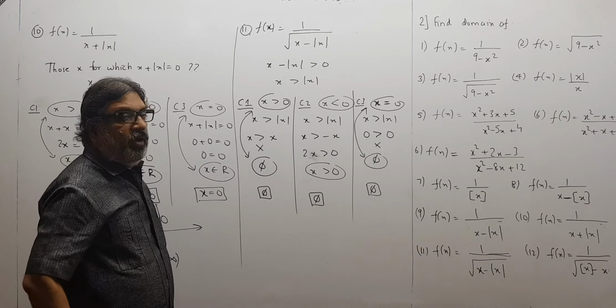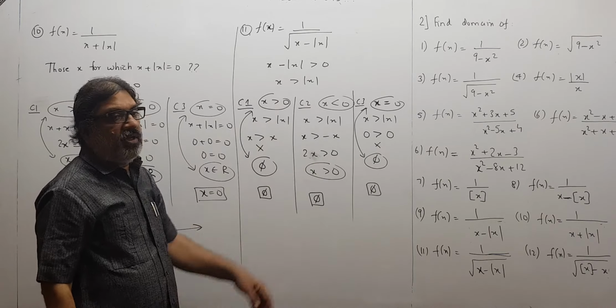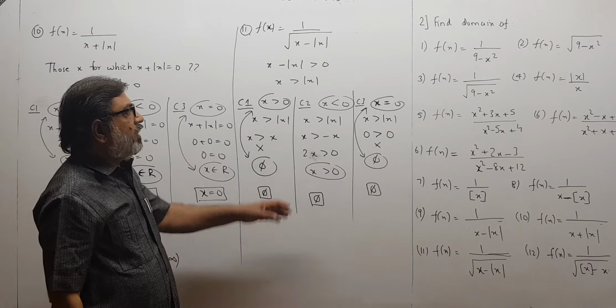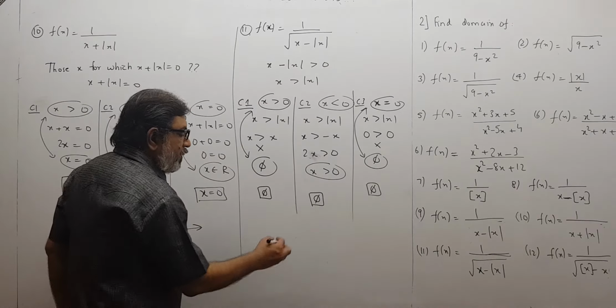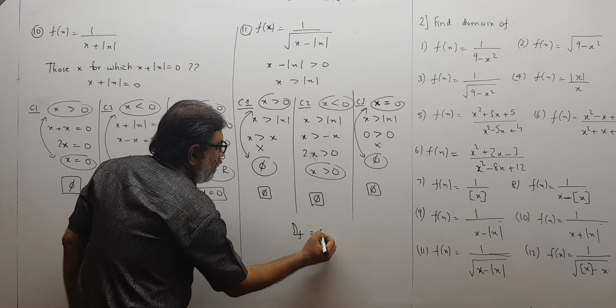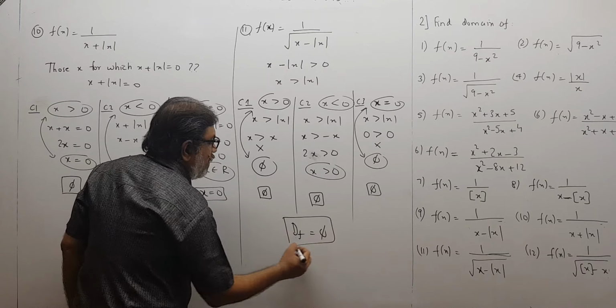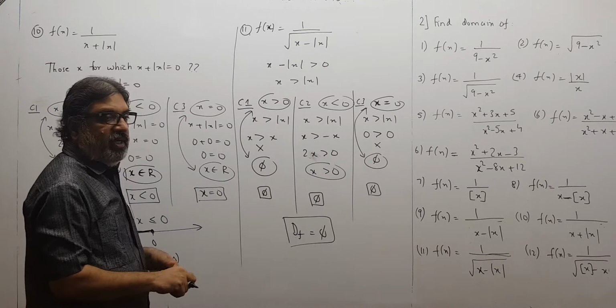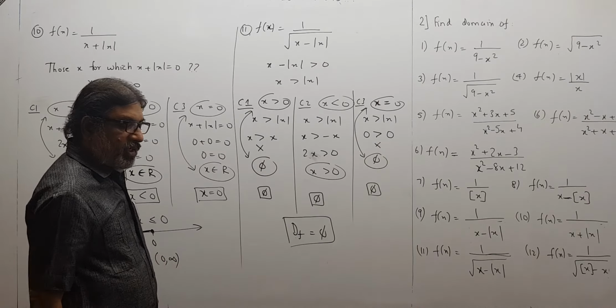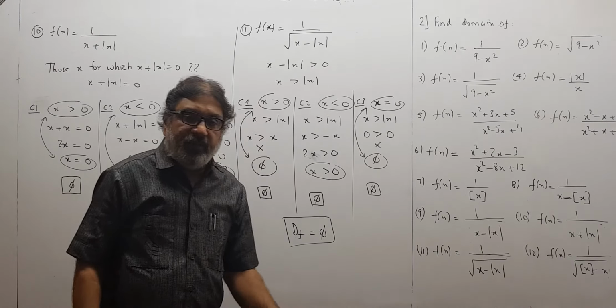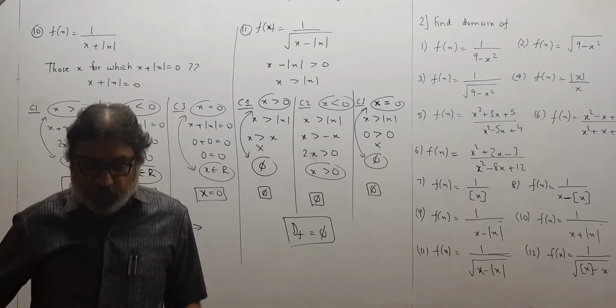So children, there is no value of x for which x will be more than mod x. I wanted x more than mod x for some values of x. Therefore, what is the domain? Domain is null set. There is no value of x for which x will be more than mod x. And you can check it out, children, by trying values. So this function has a null set domain. No element is present in the domain. Please pause and copy, children.